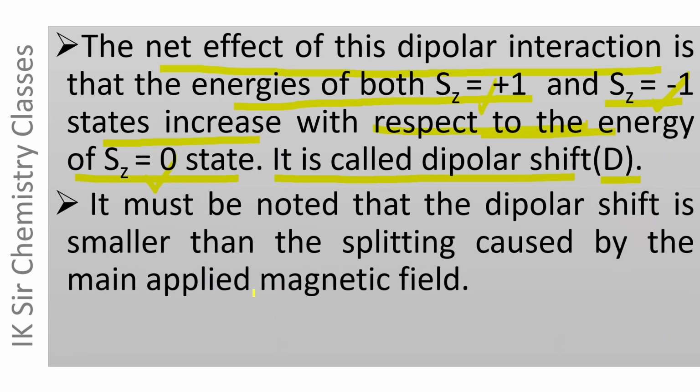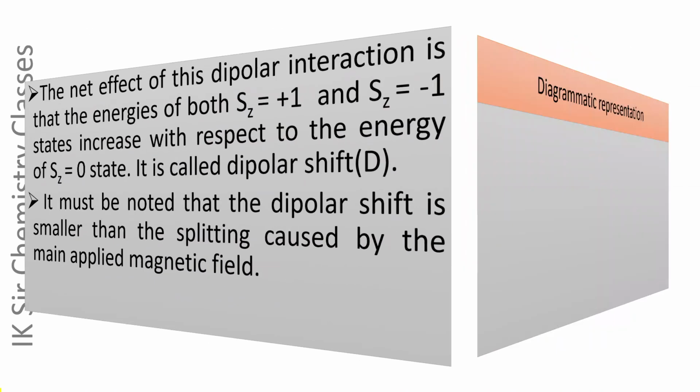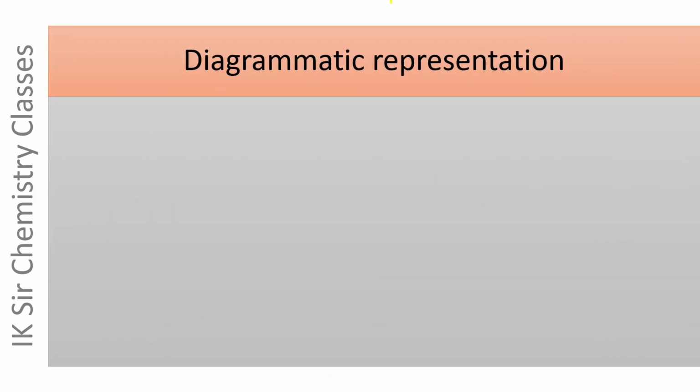It must be noted that the dipolar shift, that is D, is smaller than the splitting caused by the main applied magnetic field. The dipolar shift has a smaller value than the splitting caused by the main applied magnetic field. Let us see the diagrammatic representation.